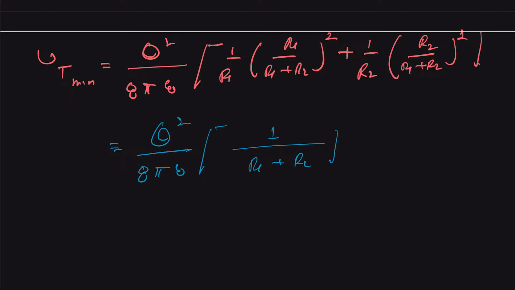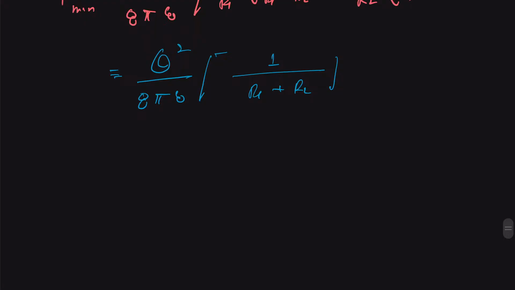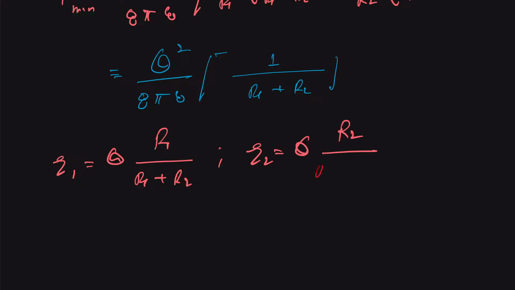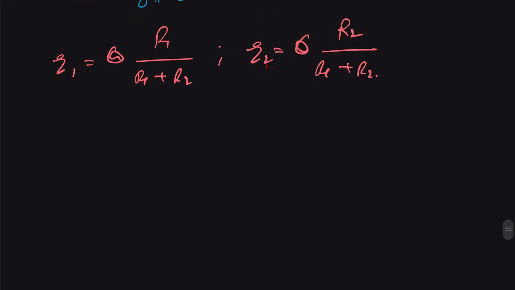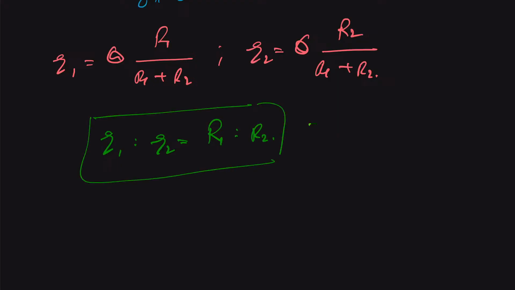And once again we can find the respective charges also. In the first case, our Q1 will be equal to Q times R1 upon R1 plus R2, and our Q2 will be equal to Q times R2 upon R1 plus R2. Similarly, in this case, our ratio will be equal to R1 is to R2. And if required, we can find this ratio in terms of f also. That is only a little bit lengthy part here.